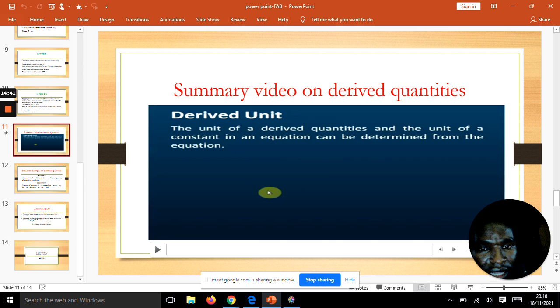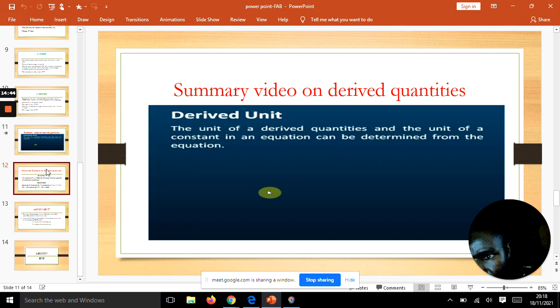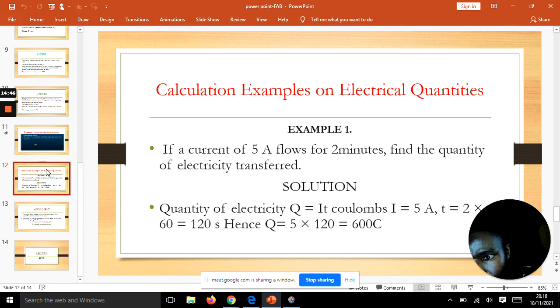Now let's embark on our last objective, that is calculations involving electrical quantities. Our first example is this one. Can you write it down? If a current of 5 amps flows for 2 minutes, find the quantity of electricity transferred.